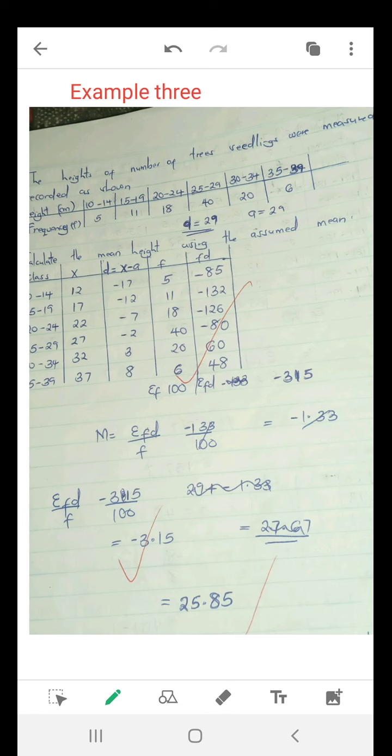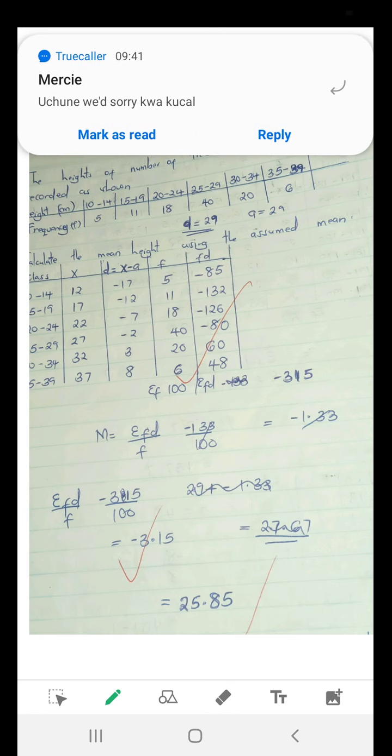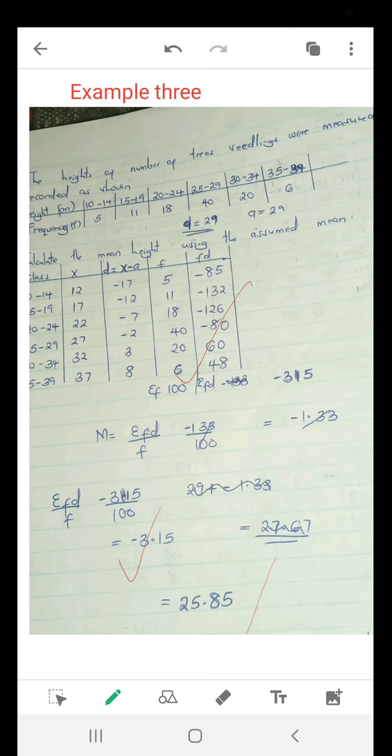So when I take 29 plus negative 3.15, I get 25.85 as my accurate mean. That is 25.85. So that's the last example on how to calculate the mean using the assumed mean.